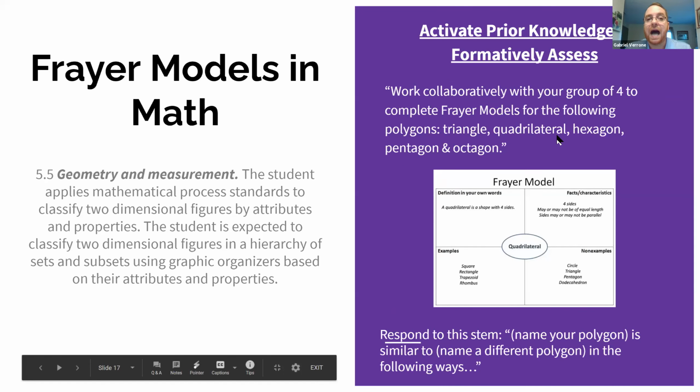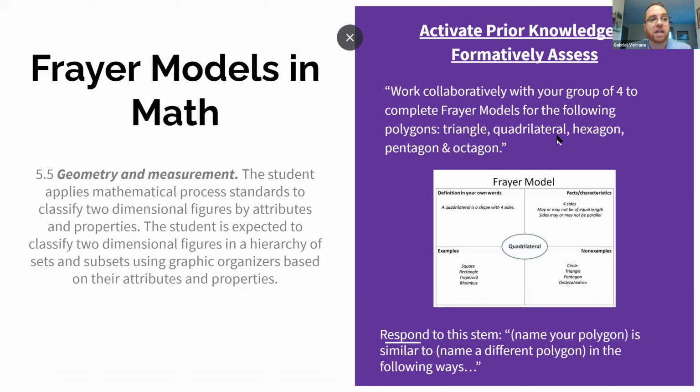So for example, I might use this at the beginning of this unit to assess prior knowledge, right? But also after I introduce some of the figures, right, to formatively assess what my students have understood. So I might say something like this. I want you to work collaboratively. Oh my goodness, I apologize. It was a long day and my work muscles are atrophied, so I'm having a hard time, but I'll get there.